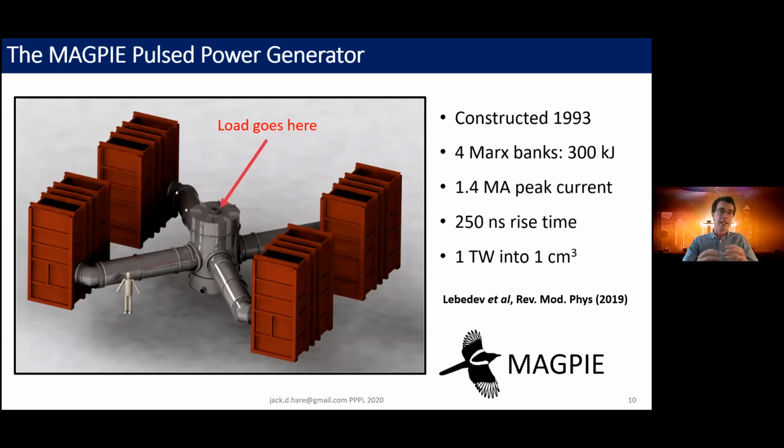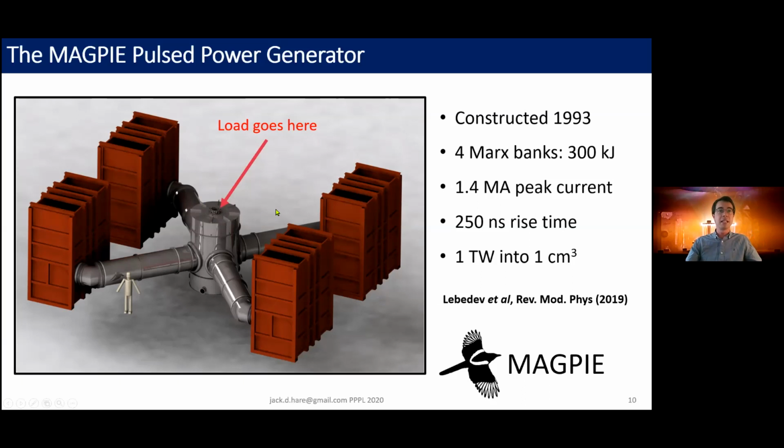Or to put it another way, it's the entire generating capacity of the US national grid into a volume slightly smaller than the tip of your little finger. And it's that very intense power density which allows us to reach the sort of conditions which we need to study astrophysically relevant plasmas. And if you want a review of some of the excellent work that we've been doing with pulse power on Magpie and on other machines across the world, Sergei Lebedev wrote this paper last year, which I highly recommend.